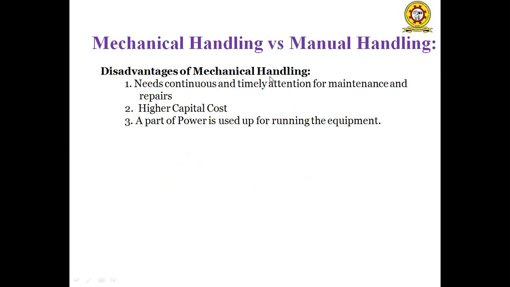The disadvantages of mechanical handling are that it needs continuous and timely attention for maintenance and repairs. Higher capital cost is required in mechanical handling. A part of the power is used for running the equipment. While in manual handling, no power is used for running, and capital cost also occurs in manual handling, but very less when compared to mechanical handling. So these are the advantages and disadvantages of mechanical handling and manual handling in the coal handling equipments.